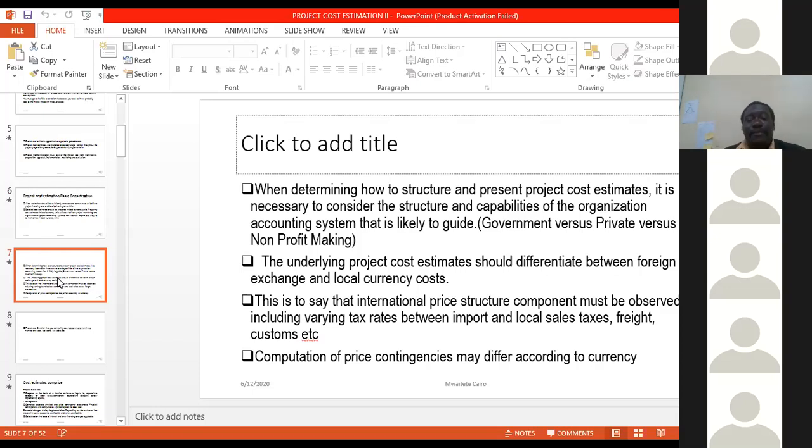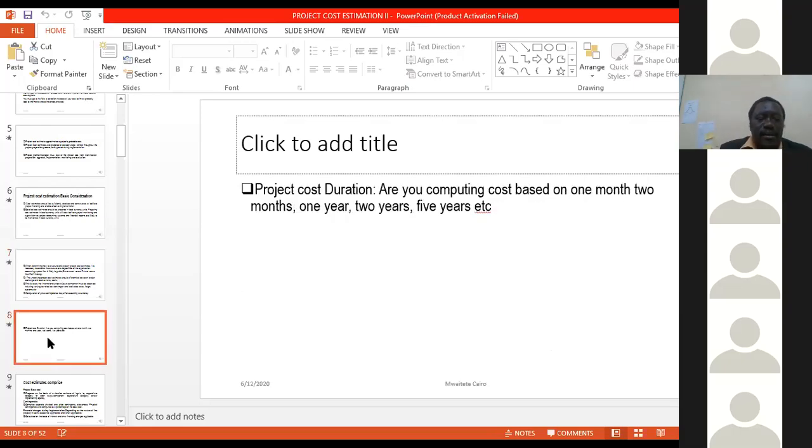So the underlying project cost estimate should differentiate between the foreign exchange and the local currency. So which one are you focusing? You have to plan for contingency. You have to examine it for taxes, for freight charges, for customs, for the local costs, for the labor and so on. All those kinds of costs.